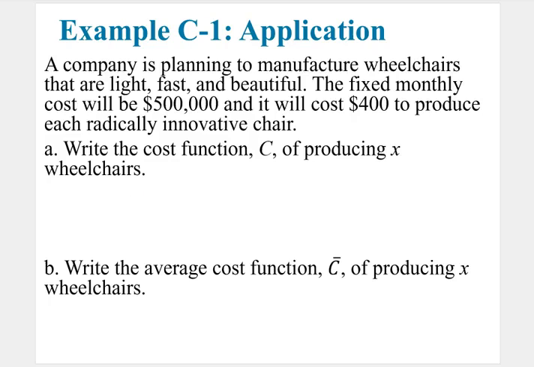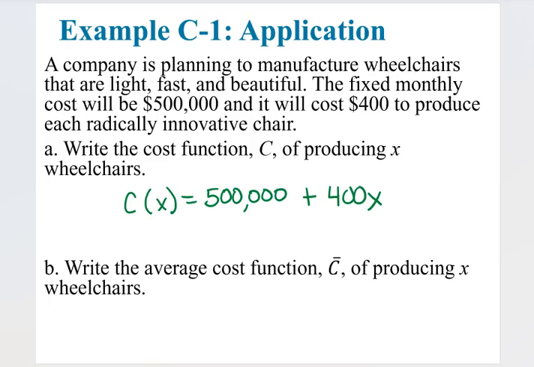So my cost function, we're going to have our fixed costs every month of $500,000. That's going to pay for the building, the electricity, the people, the benefits, and so on. So everything that I need to make my company run. Plus, I'm going to have some variable costs that go with buying the raw materials to make the wheelchair, and that's going to cost me $400 per chair. So there is my cost function, with my fixed costs plus my variable costs.